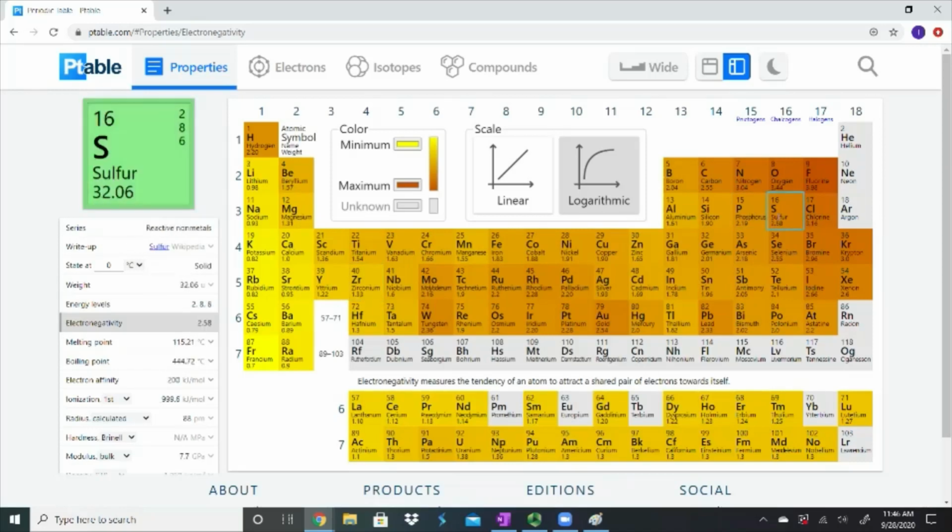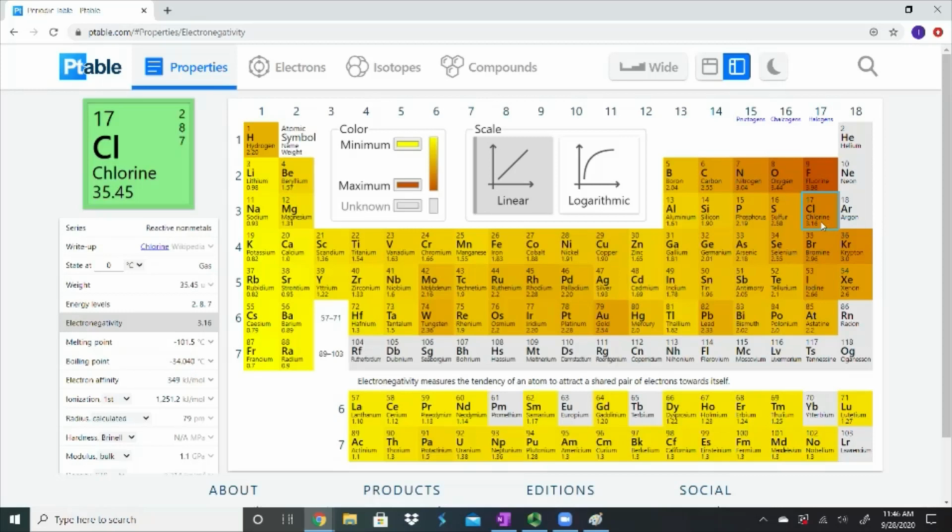This one has a color scale, it has a linear scale, it has a logarithmic scale. That just helps you see maybe a little bit better. It doesn't matter which one you use, just which one you like the best. We talked already about sodium chloride. Chlorine is right here. The electronegativity is on here. It might be kind of small to see, depending on the size of the video that you're watching.